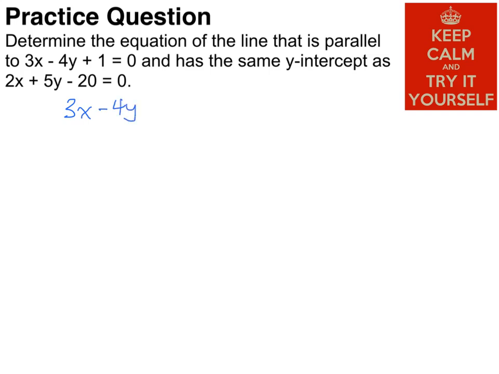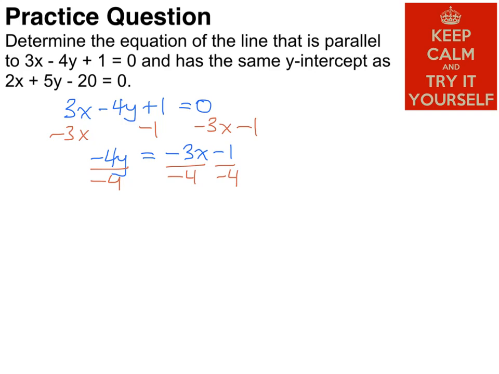3x minus 4y plus 1 is equal to 0. Again, we're going to isolate y here, so let's take away 3x on both sides. We're going to take away 1 on both sides, so we're left with negative 4y is equal to negative 3x minus 1. Then we need to isolate y, so we need to get rid of that negative 4. We're going to divide everything by negative 4. So y here is equal to, the negatives are going to divide out, so we've got 3 over 4x plus 1 over 4.